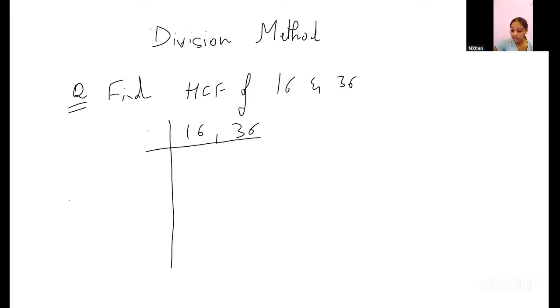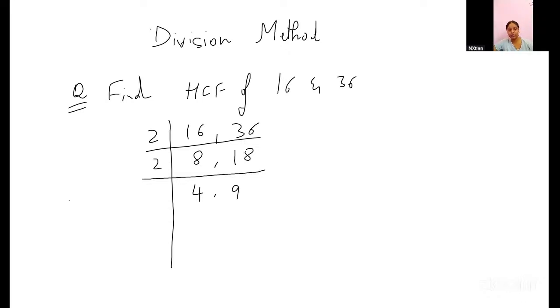So write 2. Okay, 16 how many times? 8. And 36 how many times? 18 times. Okay, so 18. Now 8 and 18. Are 8 and 18 both coming in the table of 2? Yes. 8 and 18 are both coming in the 2. So 2. Okay, how many times are they coming? 2 4s are 8 and 2 9s are 18.